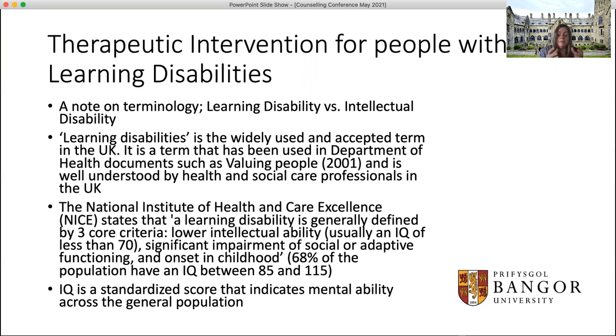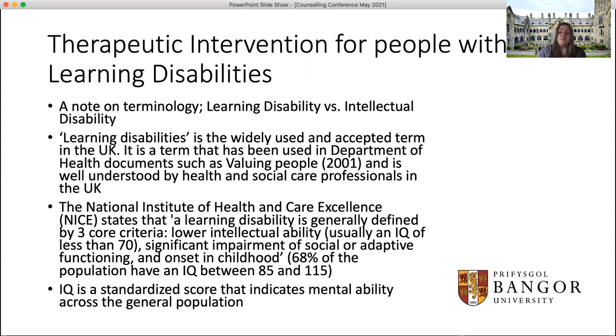Now, this is a standardized score that indicates mental ability across a range of cognitive domains, and it's used to identify intelligence across the general population. Okay, now I could sit here for many hours talking about the validity of IQ and whether it should or shouldn't be used as a diagnosis tool. But for learning disability, it is very much part of the diagnostic criteria. And typically it's an IQ of below 70 that is that cutoff mark.